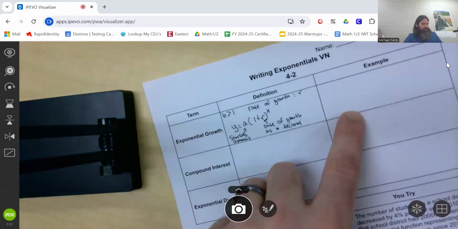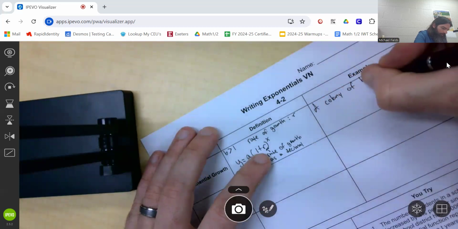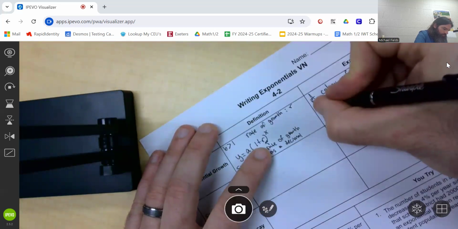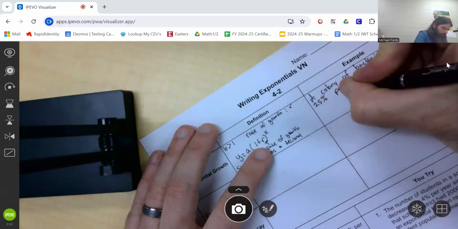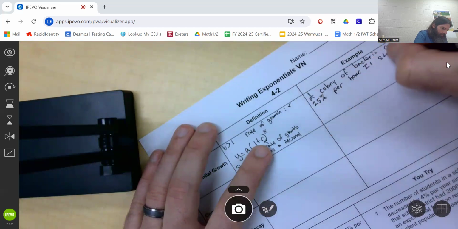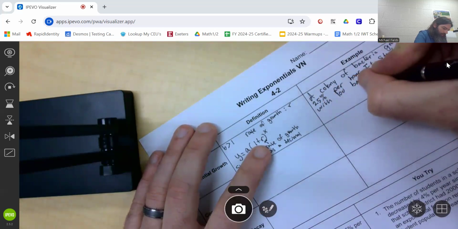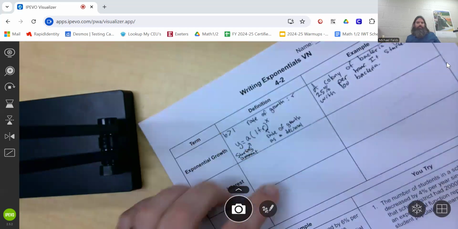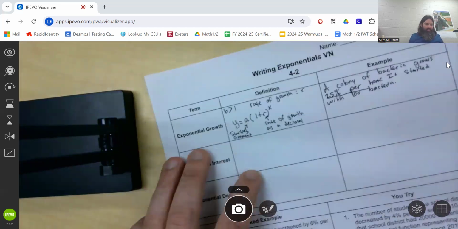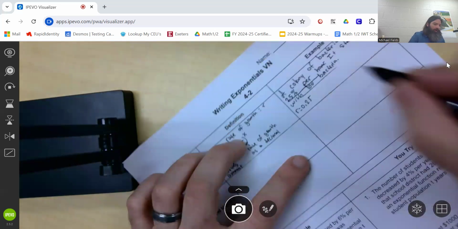So let's look at an example. Let's say a colony of bacteria grows 25% per hour. It started with 100 bacteria. All right. So to write this exponential growth, we have a rate of growth that's 25%. So R as a decimal is going to be 0.25. We started with 100 bacteria.